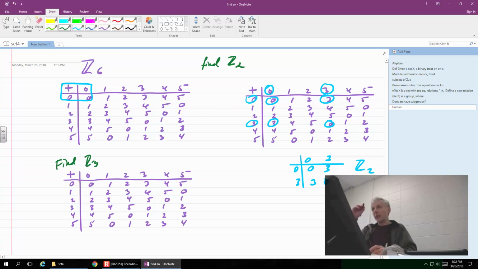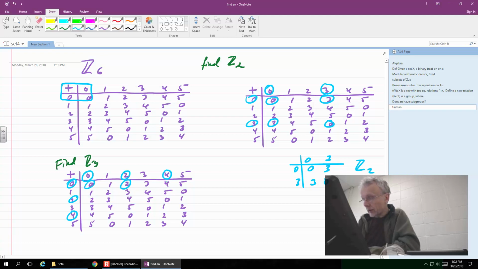In the sense that if you keep adding 1, 1, 1, 1, you end up back at the start. How many steps? In Z2 it takes only 2 steps, Z3 takes 3 steps. So what is the number you add to itself 3 times so you can get back to 0? Mod 6. 2. 2 plus 2 is 4. 4 plus 2 is 6, which is 0.